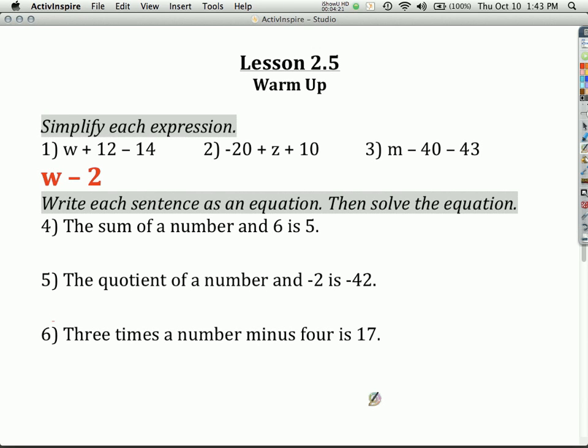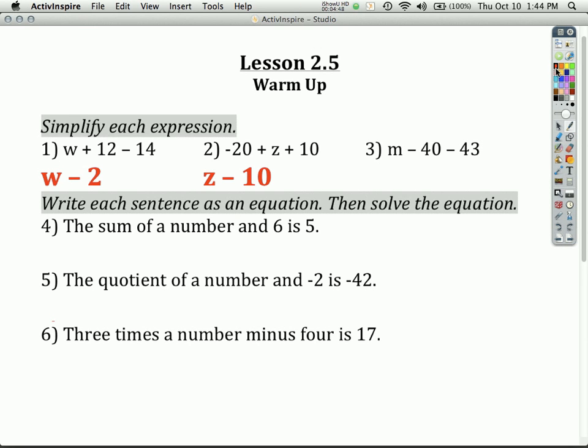What about number 2? Start with Rashida, Michael, Kivan. Negative 10 plus C. Okay? You all have the same thing. It is Z minus 10, or negative 10 plus Z is the same thing. As long as the Z is positive and the 10 is negative, that's the same thing.